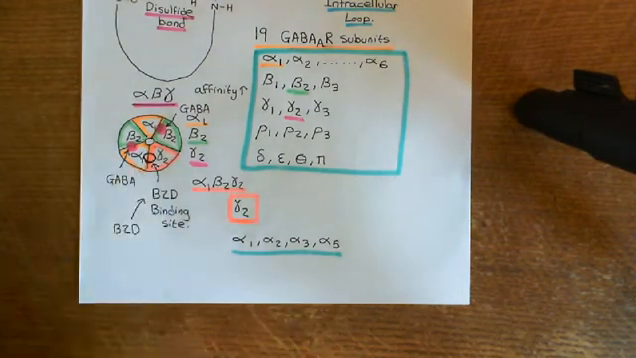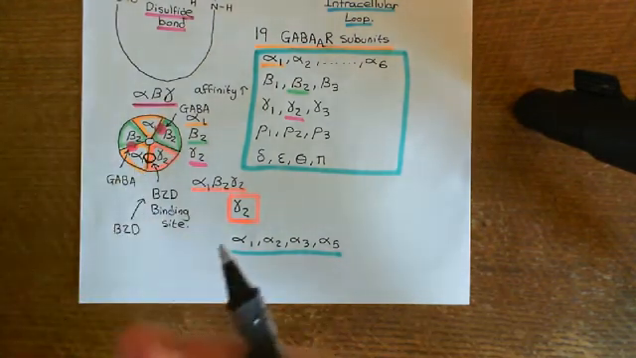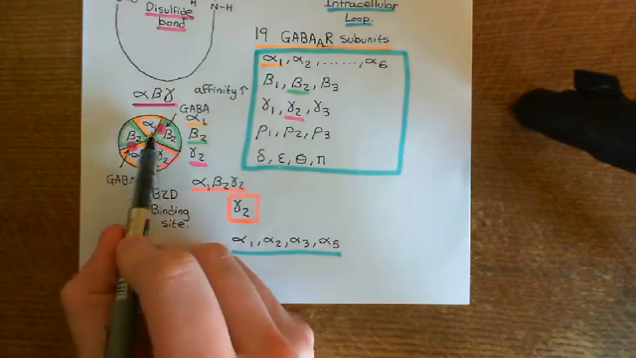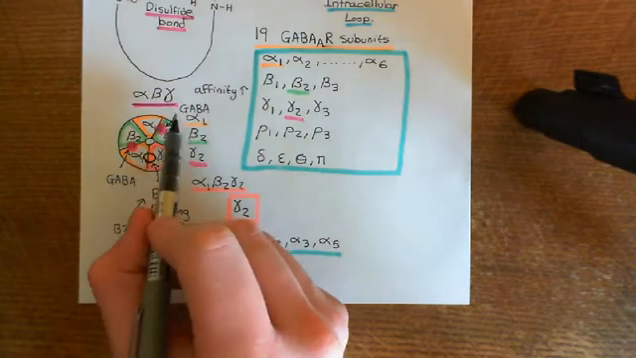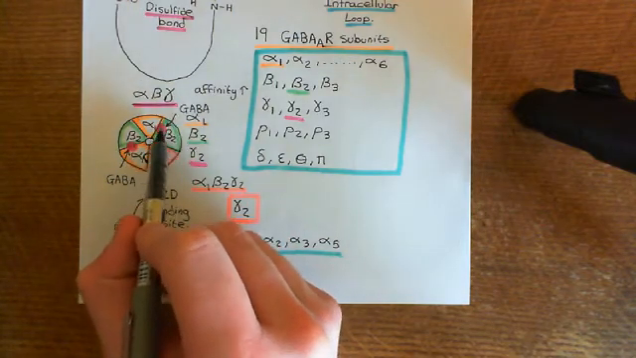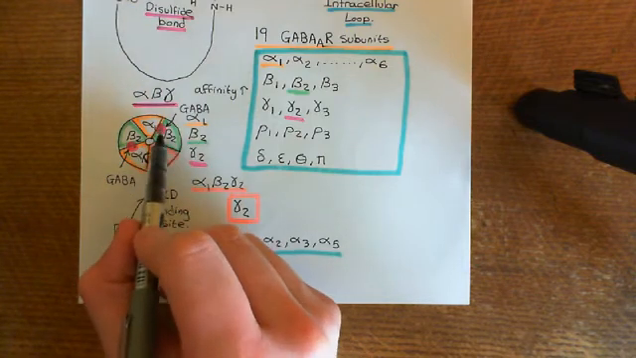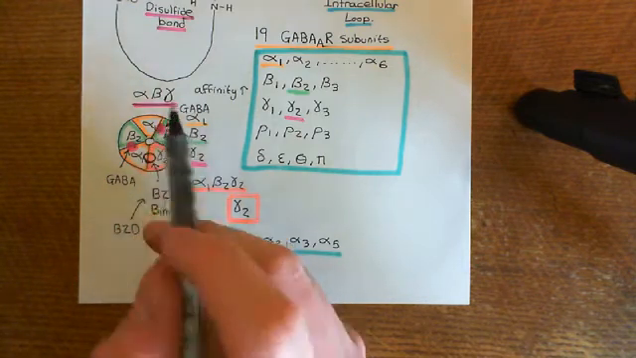So that's what the benzodiazepines, by binding to the benzodiazepine binding site, do. They increase the affinity of GABA for the GABA binding site. So they change the conformation of the GABA binding site so that GABA will bind there with a higher affinity. Now what does this mean?